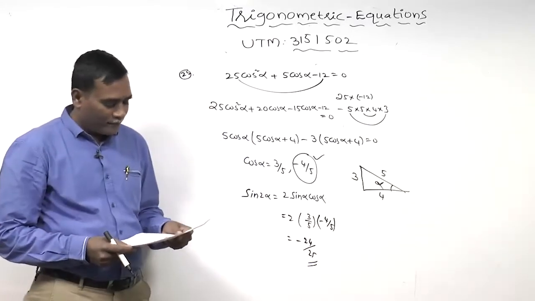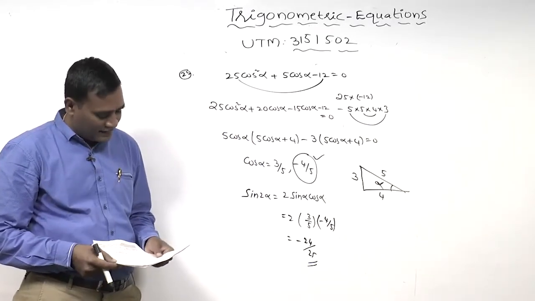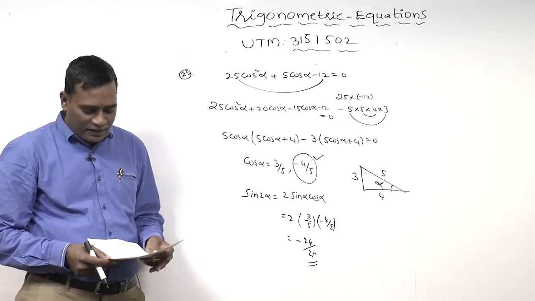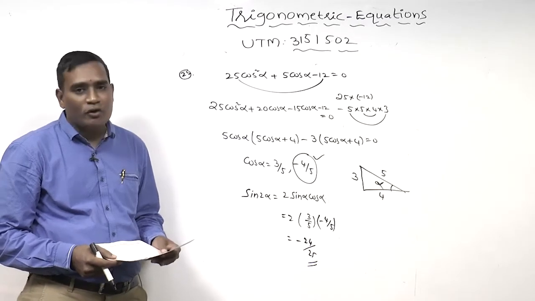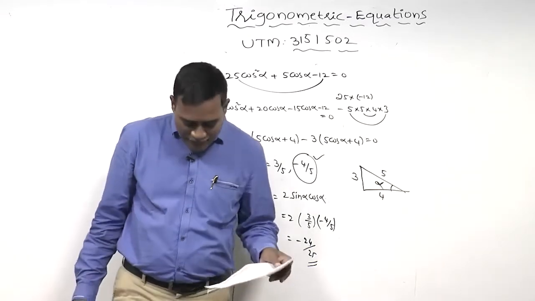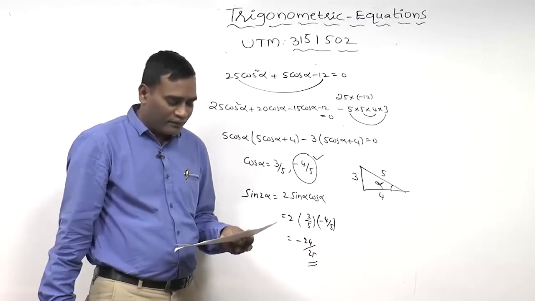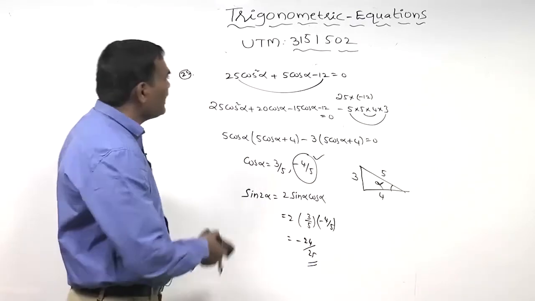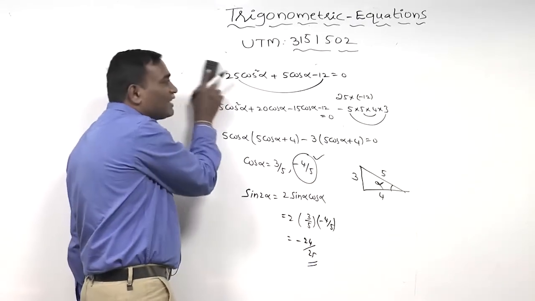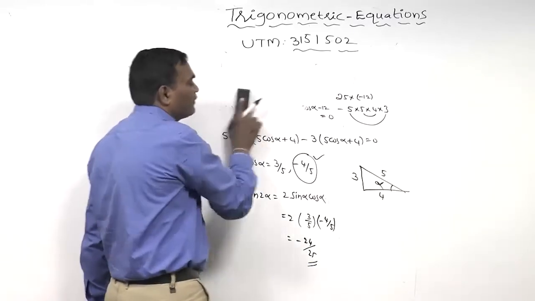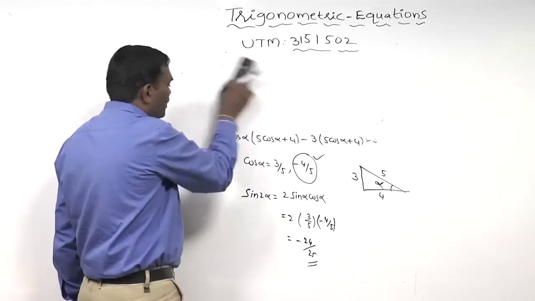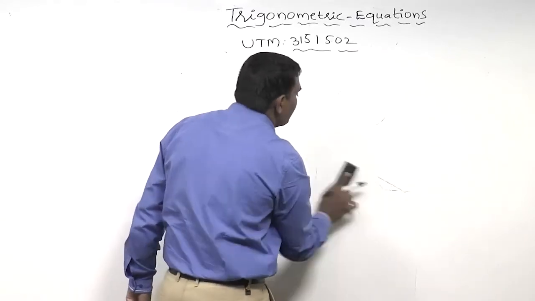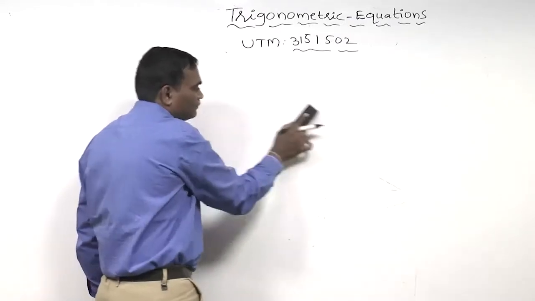Next one. The number of values of x in the interval 0 to 3 pi satisfying the equation 2 sin²x + 5 sin x − 3 = 0. In this equation, all terms are in terms of sine only, so it is easy. If one sine and one cos were there, then what to do? Always write the total equation in terms of sine or cos, then simplify, and you will get the answers easily. But luckily, in this question all terms are in terms of sine only, so no problem.